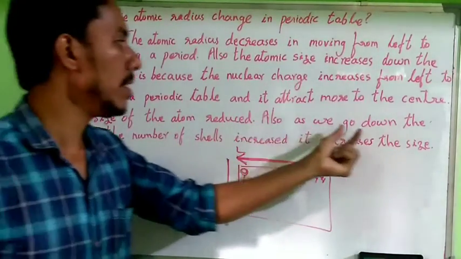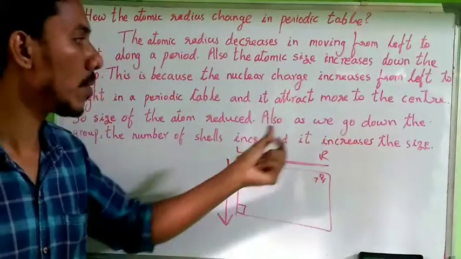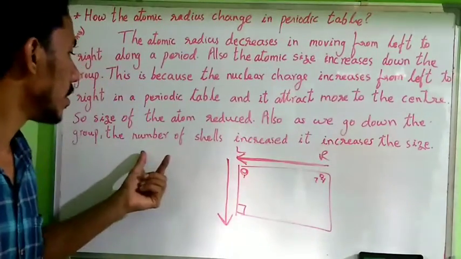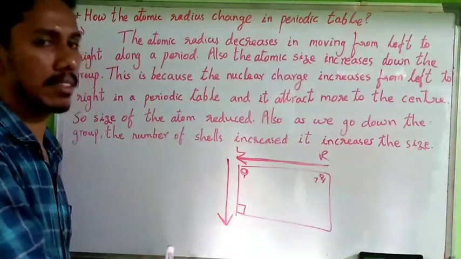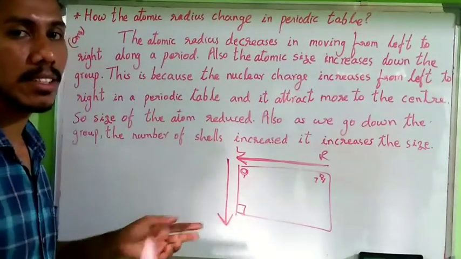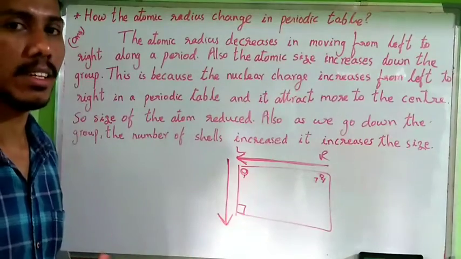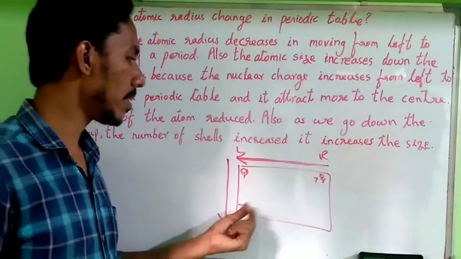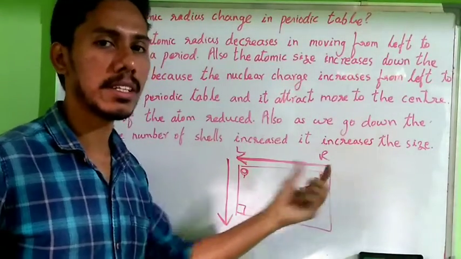Then also, as we go down the group, the number of shells increases. It increases the size. So the largest element occupies here and the smallest element occupies here.